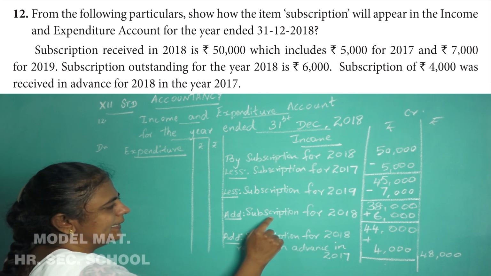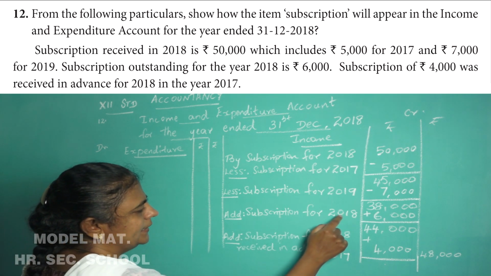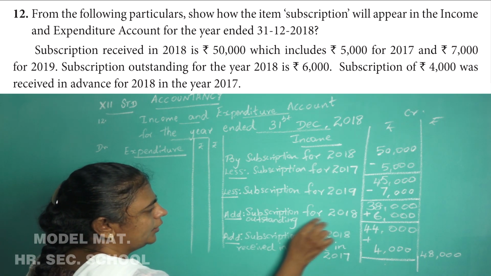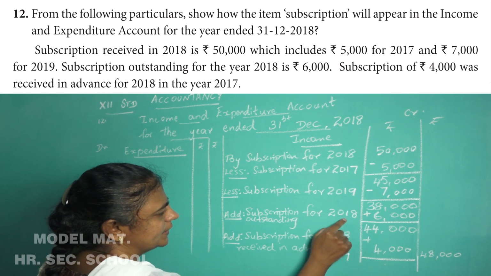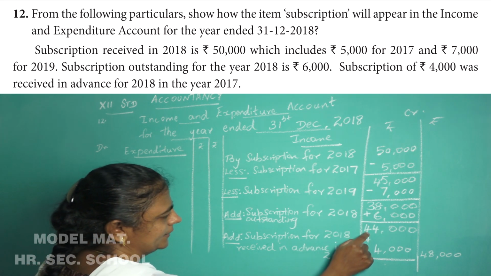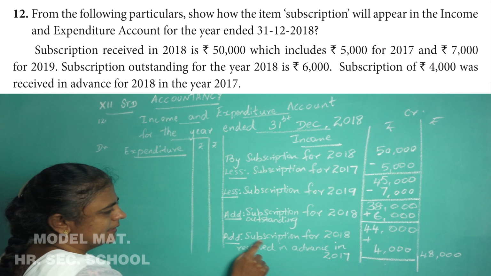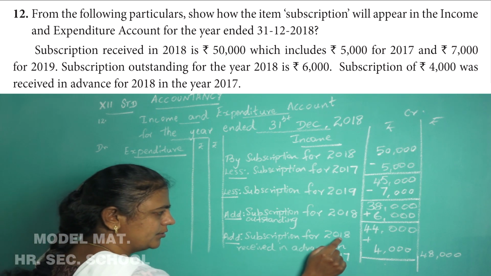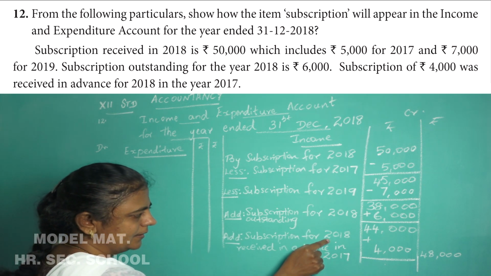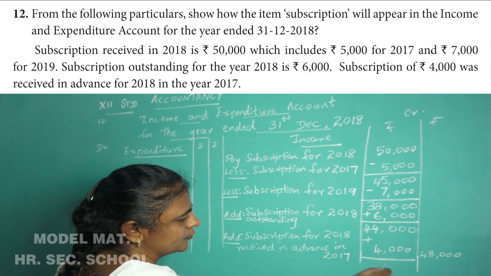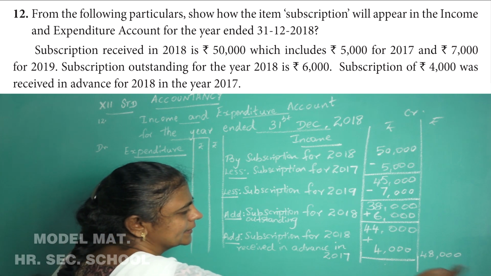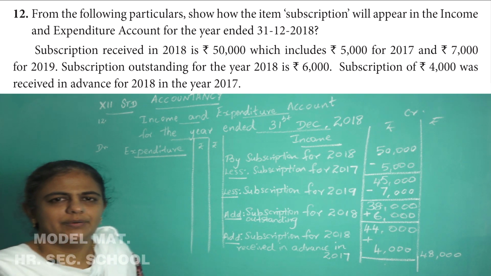Then outstanding subscription for 2018. Okay, 2018 it is outstanding, how much? 6,000. So what you have to do? You have to add, you will get 44,000. Then subscription, again this is also for 2018 only, but it is received last year. Since it's an income for this year, again what you have to do? You have to add. So totally what is your income from subscription for 2018? 48,000. Is it clear? Hope you understood, children.